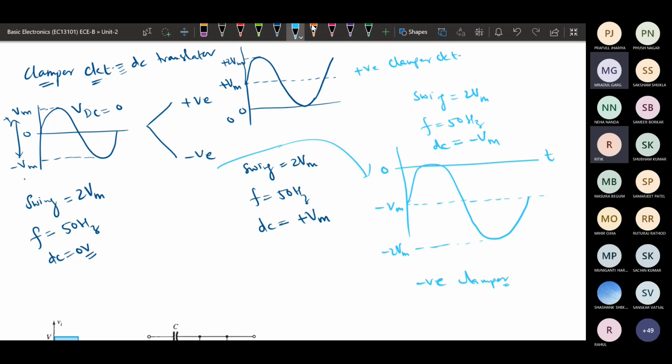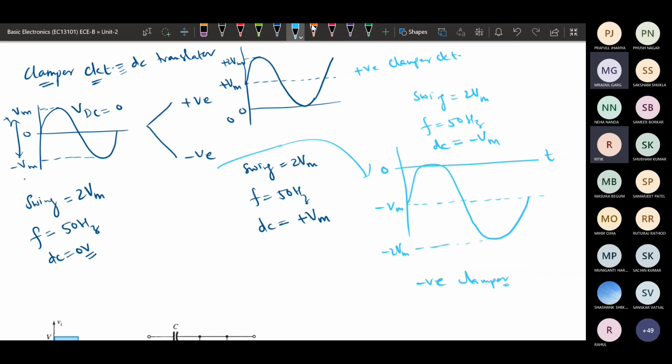Okay, so basically this clamper circuit is going to clamp the circuit, or add a DC voltage or DC level to the circuit. It is not going to affect the waveform properties, like the nature of the waveform, but it is only going to affect its DC voltage level. Either it is going to increase the DC voltage level or decrease it. If it is increasing the DC voltage level, it is called a positive clamper. If it is decreasing the DC level, it will be called a negative clamper.